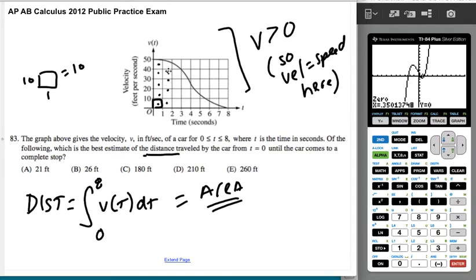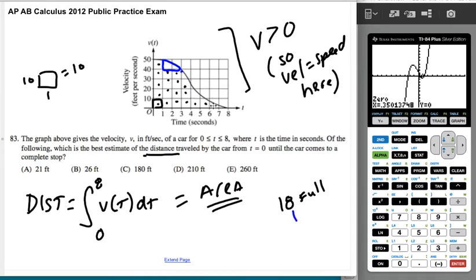I'm going to count the full boxes first. 10, 11, 12, 13, 14, 15. 16, 17, 18. So I definitely have about 18 full boxes. And then I look at the partial boxes and I'm like, hey, these two together are pretty close to a box, so we'll call that 19.